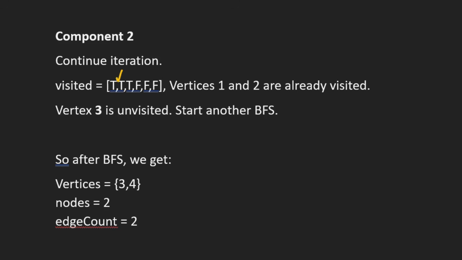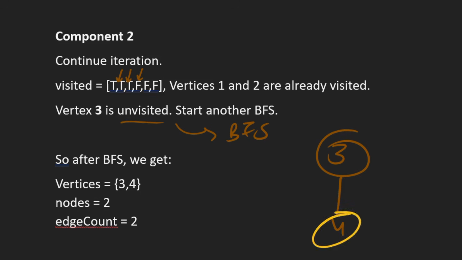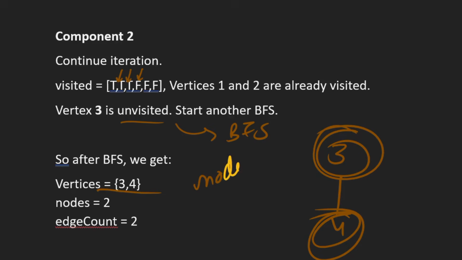So we see node 1 and node 2 are already marked as visited. Then we move to node 3. So node 3 is unvisited. So then we start BFS from this node, and as we know 3 and 4 are connected. So after processing the BFS, we'll get the vertices as 3 and 4. Nodes will be 2, and edge count is 2.